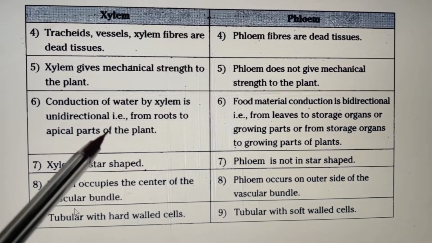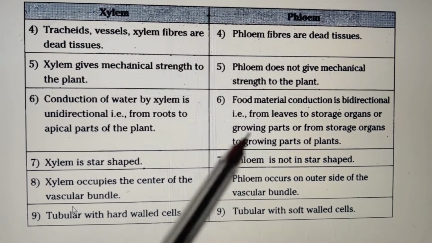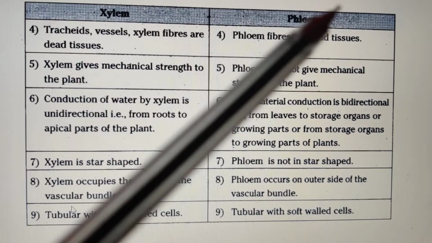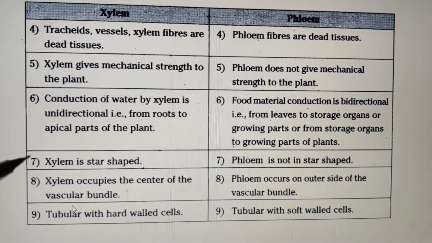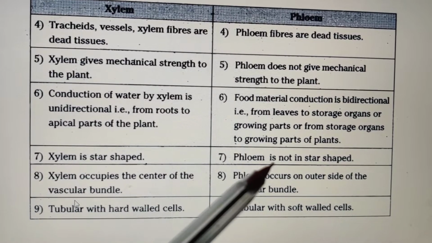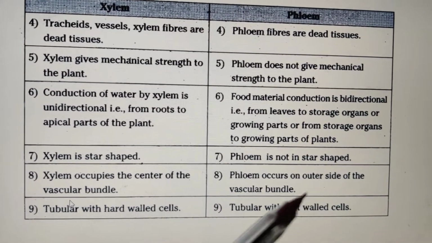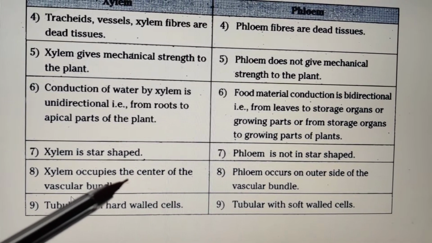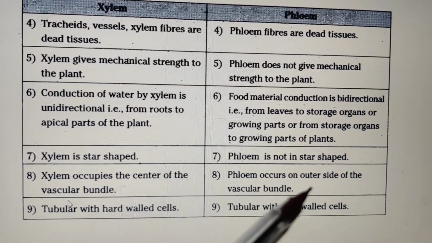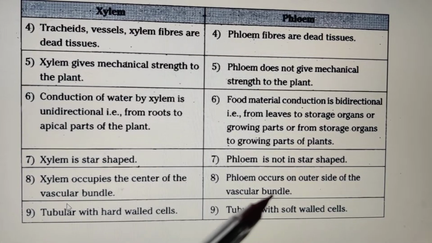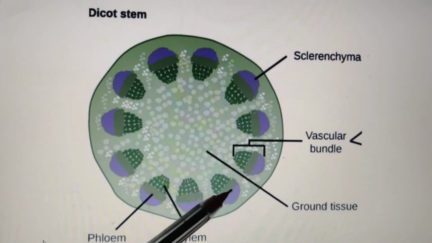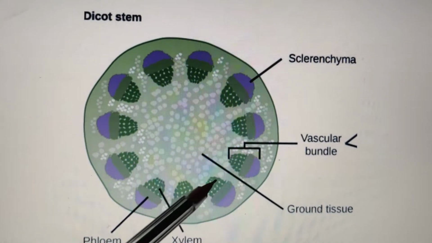Xylem is unidirectional, phloem is bidirectional. Xylem sometimes appears as a star-shaped structure, but phloem is not star-shaped. Xylem occupies the center of the vascular bundle and phloem occurs on the outer side of the vascular bundle. We have already seen this in this diagram. These are the phloem on the outer side and these are the xylem on the inner side.